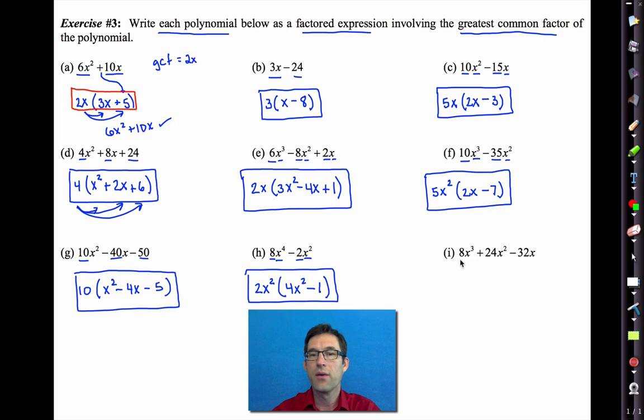All right, let's do I. We've got 8, 24, and 32. 8 divides nicely into all of them. X cubed, x squared, x to the first. We can get an x to the first out of there. All right, what do we have to multiply 8 by to get 8? That's just 1, so I'm not going to write it down. What do I have to multiply x by to get x cubed? That's x squared. 8 times what gives me 24? That'll be 3. X times what gives me x squared? X to the first. Minus. What do I have to multiply 8 by to get 32? That's 4. And the x just comes along for the ride.